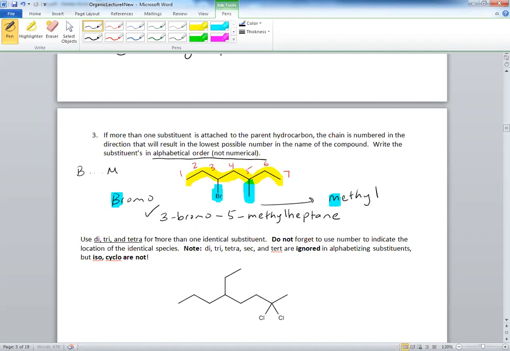So this is the correct name. If you wrote the other way around, if you wrote 5-bromo, 3-methyl, heptane, that would be incorrect.